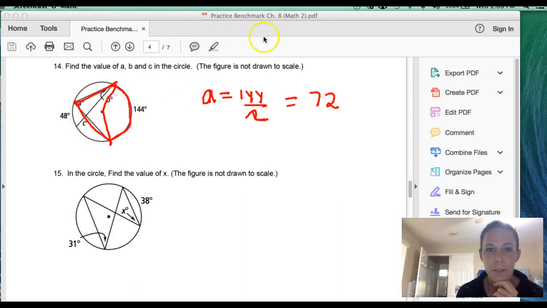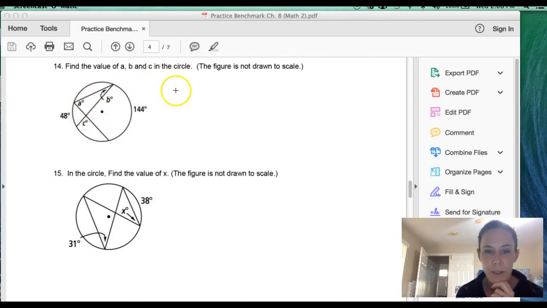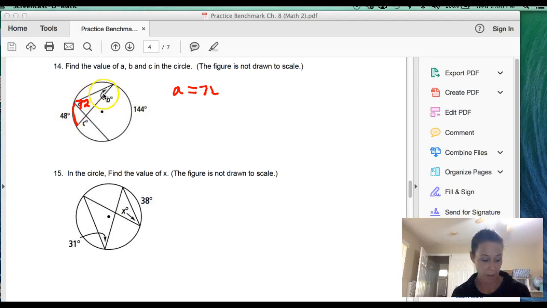Now let's go ahead and erase that so that we can see. So we know A is 72. Let's write 72 there for A. Now let's figure out B. You can see this arc is connected to this inscribed angle. It's the intercepted arc for angle B. So if this is 48, this is going to be half of 48. So B is going to be 24. So we know B is 24.